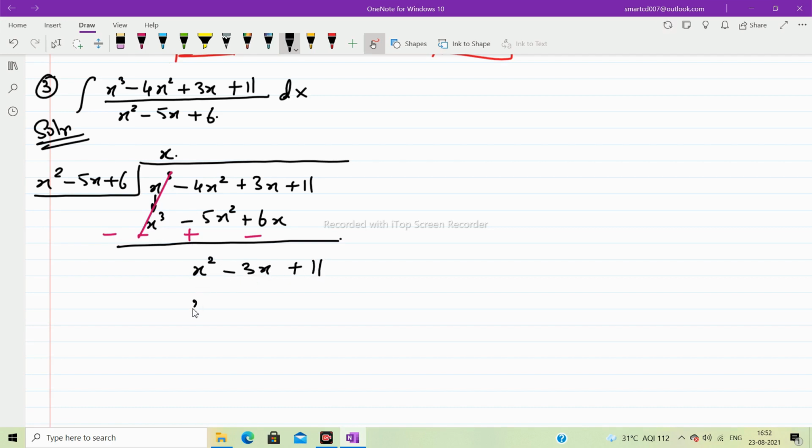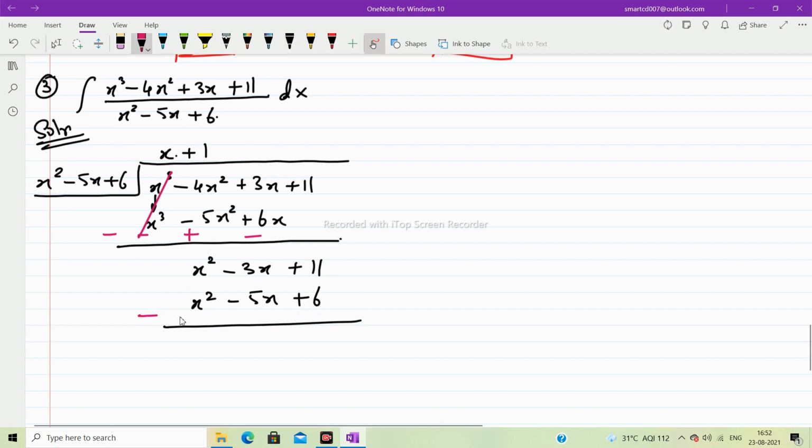Now we need to get x square. So for x square, we just need to multiply this by 1. So if I do that, I get x square minus 5x plus 6. Again, we'll change the sign. So we'll have minus, minus, plus, minus. Cancel this. What we have is 2x plus 5. Now we can't divide further because the degree is less than the divisor.